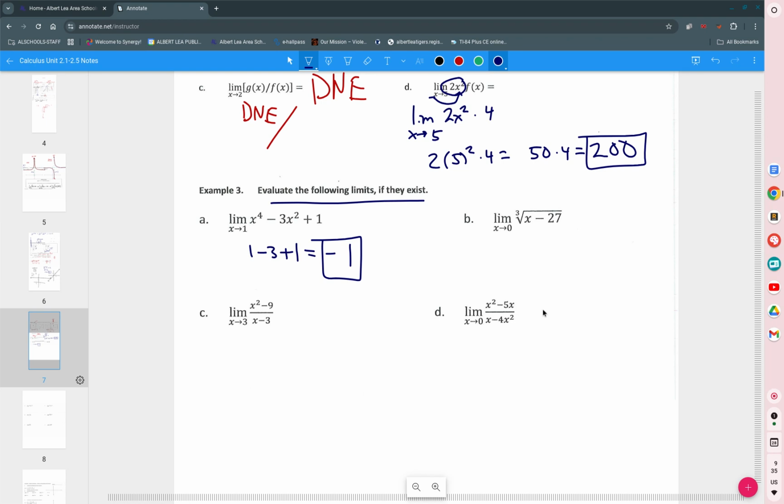You don't want to get that one wrong on the test, do you? Nope. Next one, you plug in 0. It's a radical function, no big deal. So we've got the limit as x goes to 0 of the cube root of -27. Can you take the cube root of a negative? Yes, you can. You get -3.